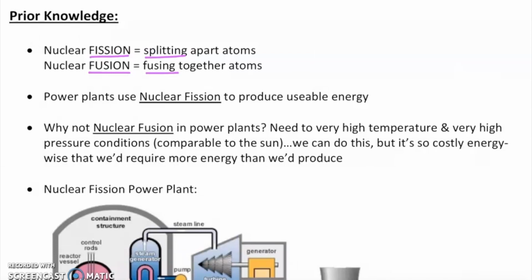Now, when we say we have a nuclear power plant, our power plants are using nuclear fission. You may be wondering, why can't our power plants use nuclear fusion? Well, in order to have something undergo nuclear fusion, you need really high temperatures and high pressure, comparable to the sun. And we actually can achieve this in labs, but it takes a lot of energy in order to achieve these conditions. And in the end, it takes more energy to create a nuclear fusion power plant than it would compared to how much it's actually producing.